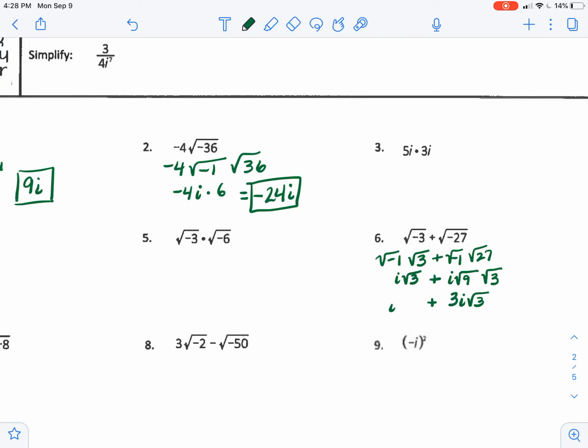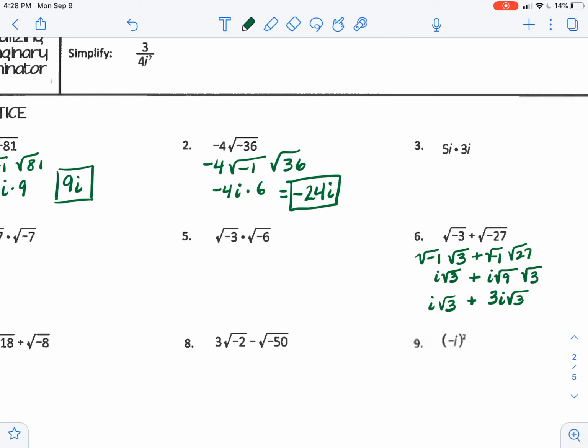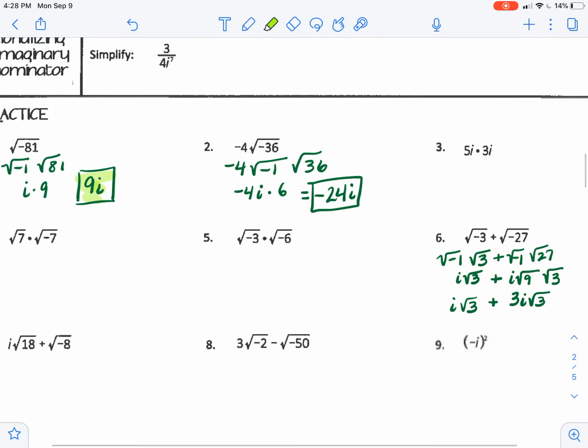So when I write this, if you'll notice what I did, I said the square root of 9 was 3, and I do put that whole number in front of my i, just like what I did over here with the 9i, same process that I told you. I don't write it as i9, I do 9i. Okay, next step is just like I told you before. Since these both have radical 3, I just put together my coefficients. So I have an i plus a 3i, that's going to give me 4i square root of 3.